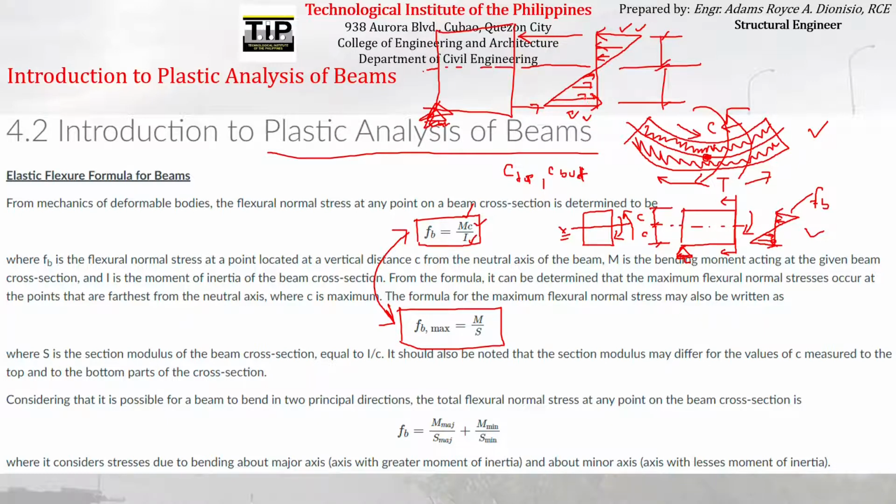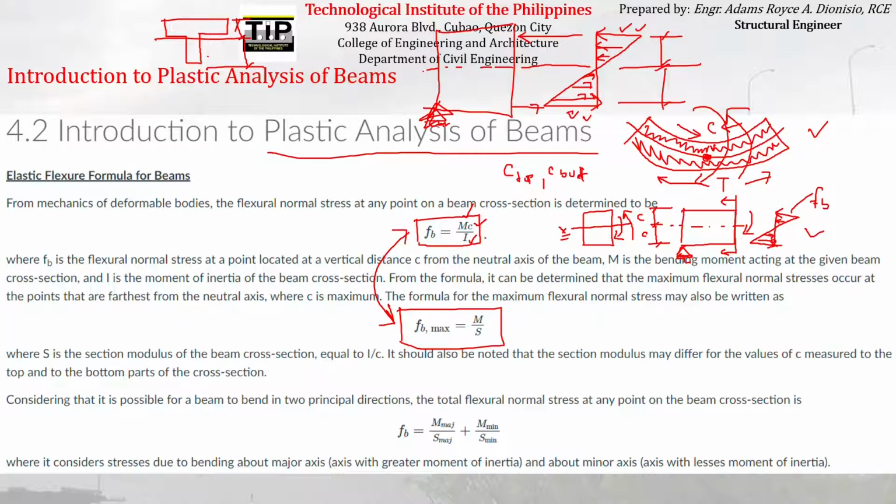Although that is not always the case kasi kung hindi symmetrical yung beam mo, kunyari for the case of a T-beam like this. Kung nakakita na kayo ng mga T-beam, pa-letter T. Yan. So pag ganyan, usually hindi equal yung distance from the neutral axis tsaka sa bottom fiber tsaka sa top. Okay? So hindi laging equal guys ha. Ngayon lang nag-equal kasi nga rectangular yung section natin.